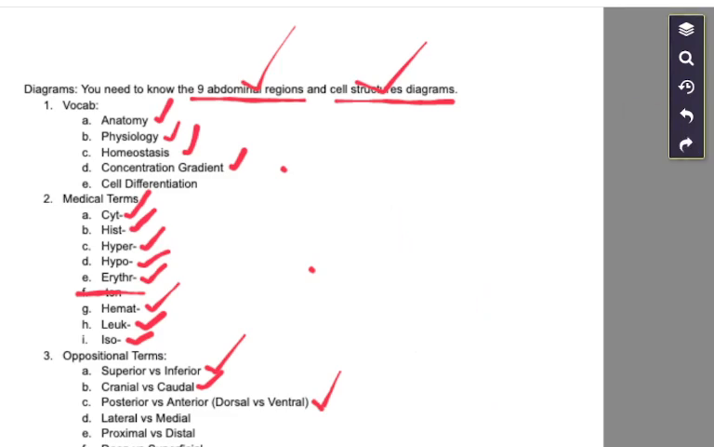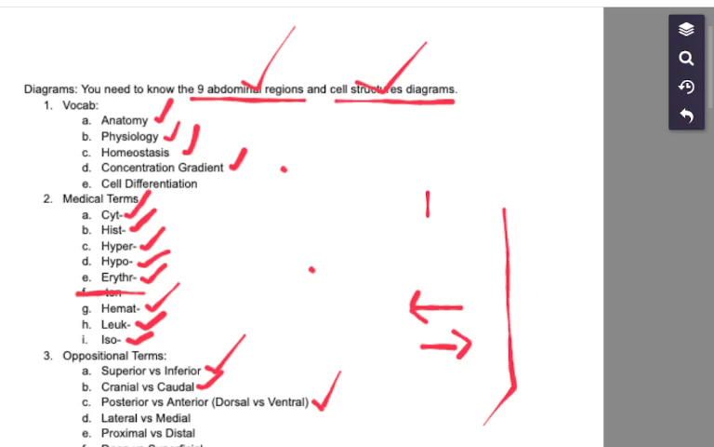Lateral would be towards the outside exterior part of the body. So when we're looking at our anatomical figure, this would be lateral and this would be medial when we're talking about half of the body. So when we're talking about the right half, this would be correct. And when we're talking about the left half, this would be correct. Lateral, medial: towards the midline or away from the midline of the body.